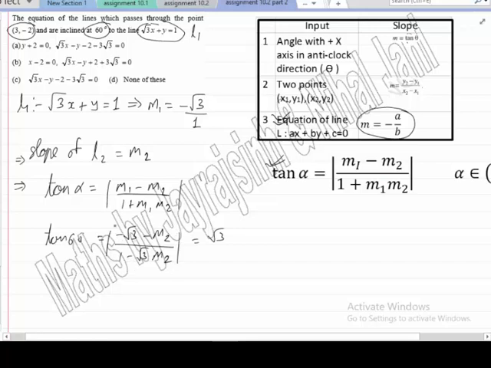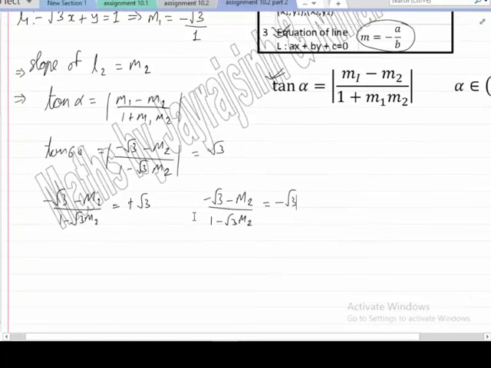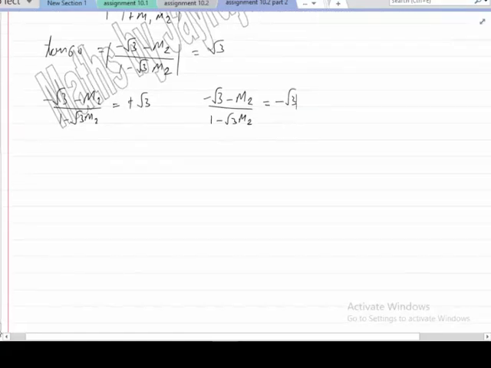Whenever you remove the mode, you will get two options. First one, plus root 3, and the second option is minus root 3. Okay, so now we have to simplify these two possibilities to get the value of m2. Okay, let's do it.